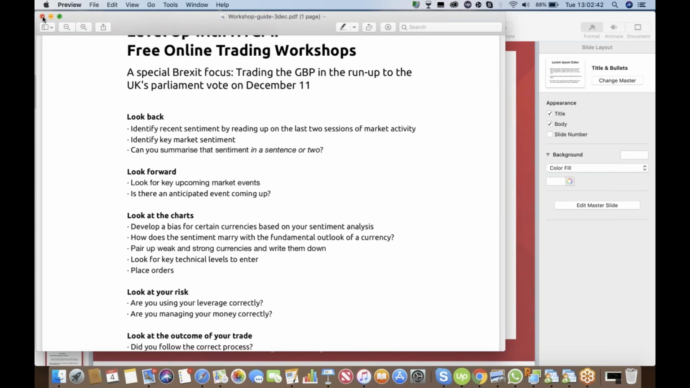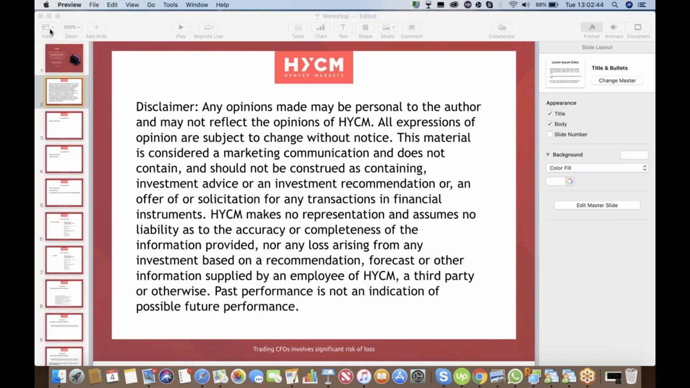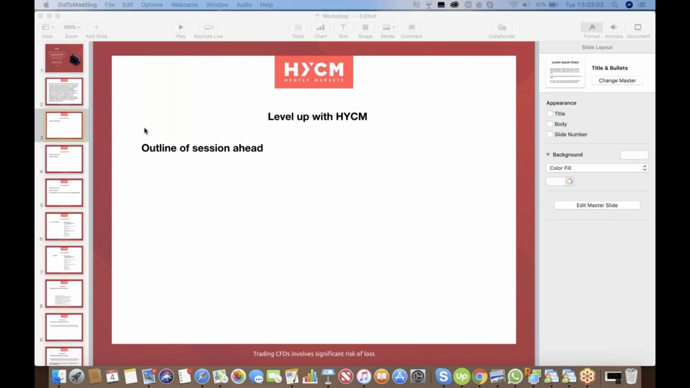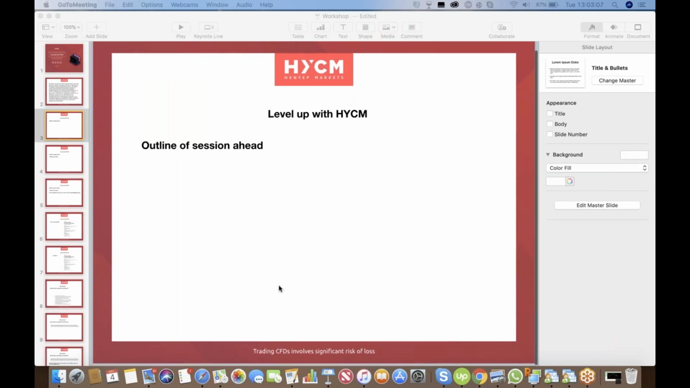The handouts are designed to be the same, to keep it consistent for you, so you can start to put down principles of how to approach the market each and every time. The distinctive that we're going to be looking at with this workshop is Brexit. We're looking at the Brexit situation.